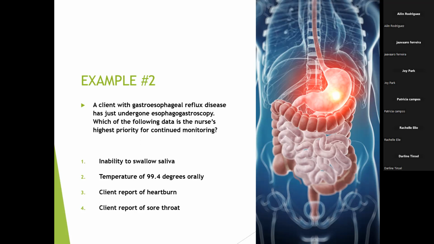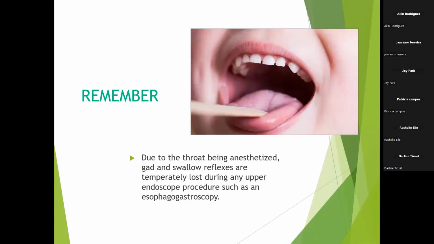Now, some of you might think, okay, low grade temp, sore throat. It's the inability to swallow. Why does that worry me? Okay. That throat was what? Anesthetized. Gag and swallow reflexes are temporarily lost due to any endoscopy procedure. Okay, so if they can't swallow, that's a big problem. That means that what? The anesthesia hasn't what? Worn off. They can aspirate if I give them anything.